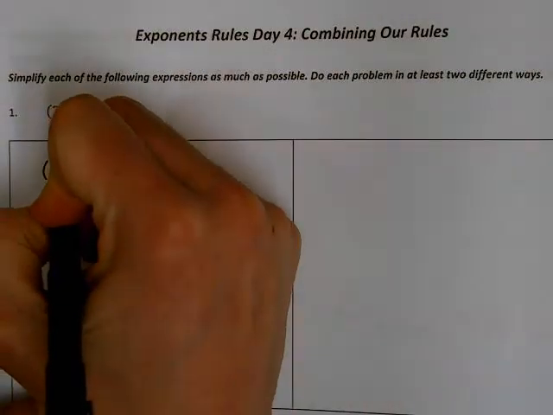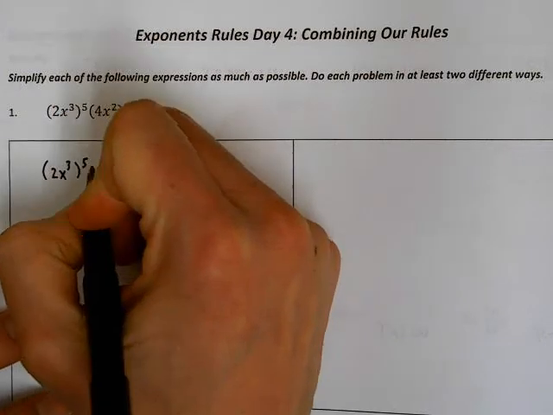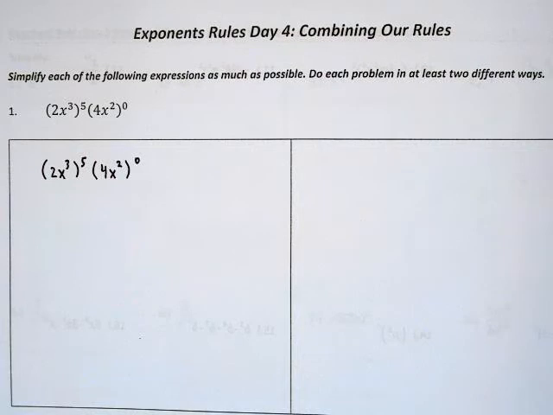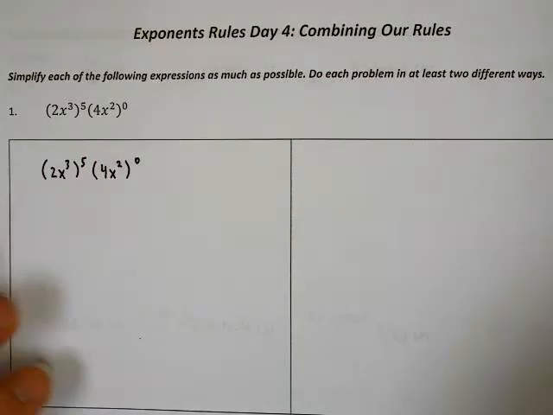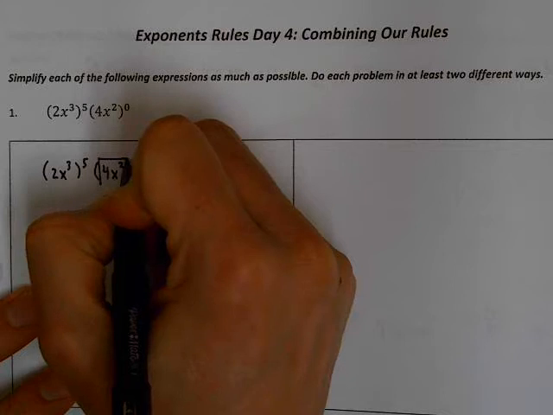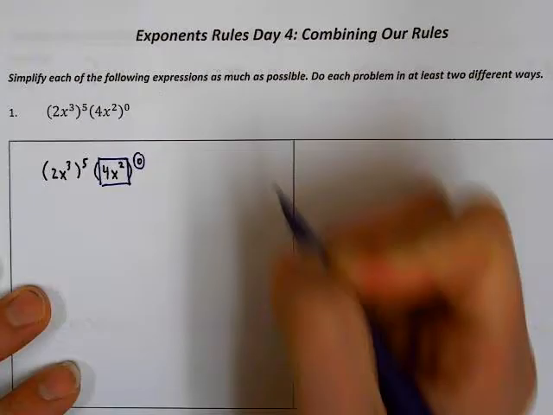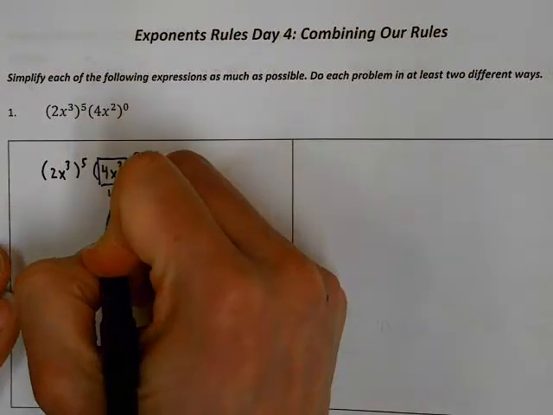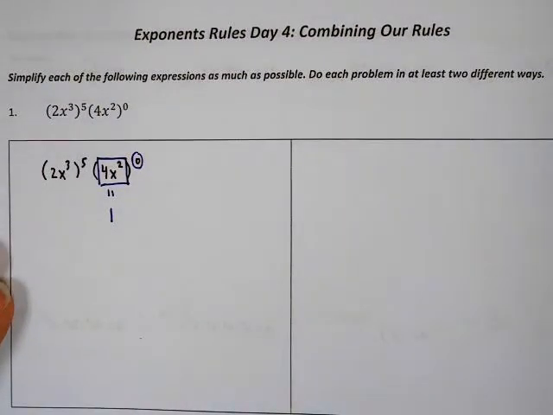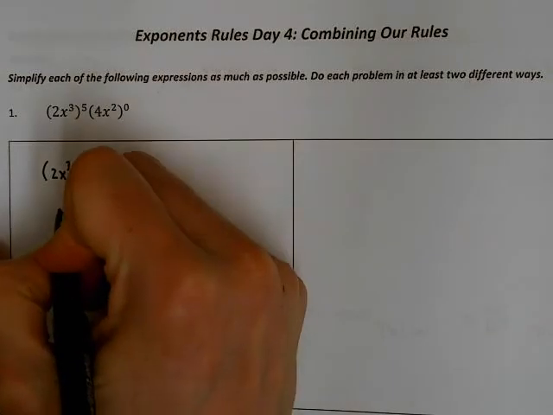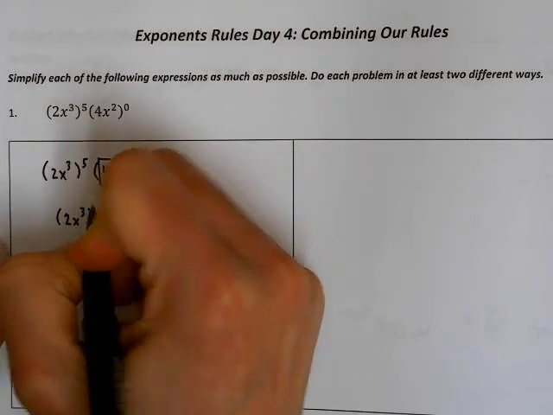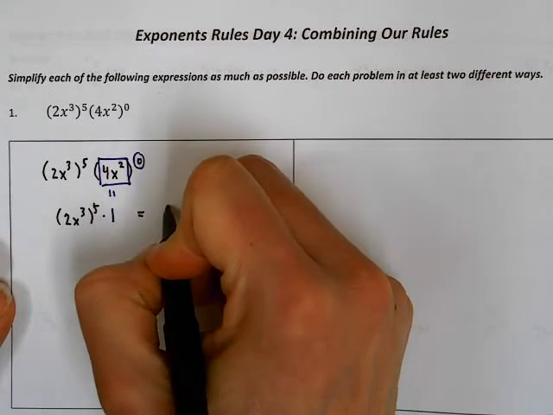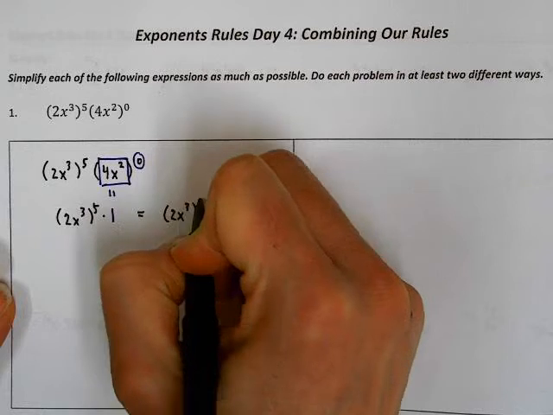I have (2x^3)^5 times (4x^2)^0. Now for this, what you might notice is that this base here is raised to the 0 power, and we know that anything to the 0 power is just 1. So the nice thing here is that now really all I have to deal with is my (2x^3)^5, because that times 1 is just going to leave us with the (2x^3)^5.